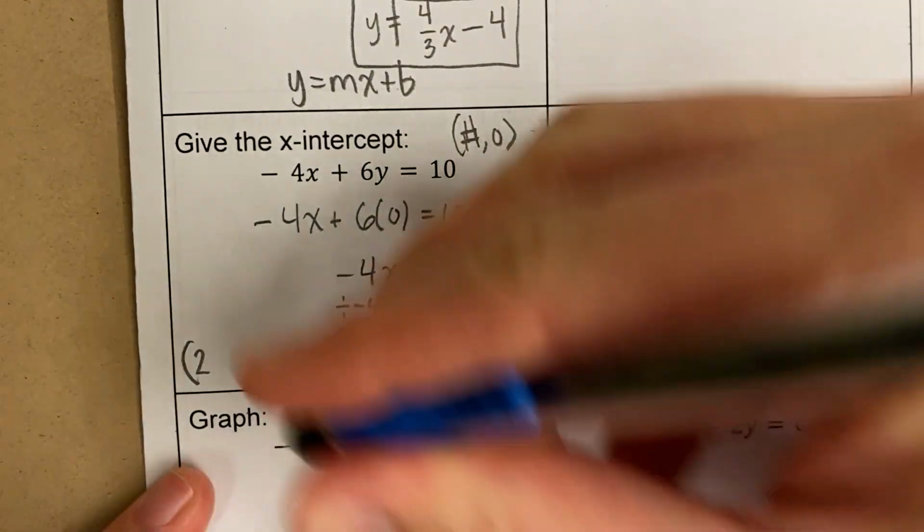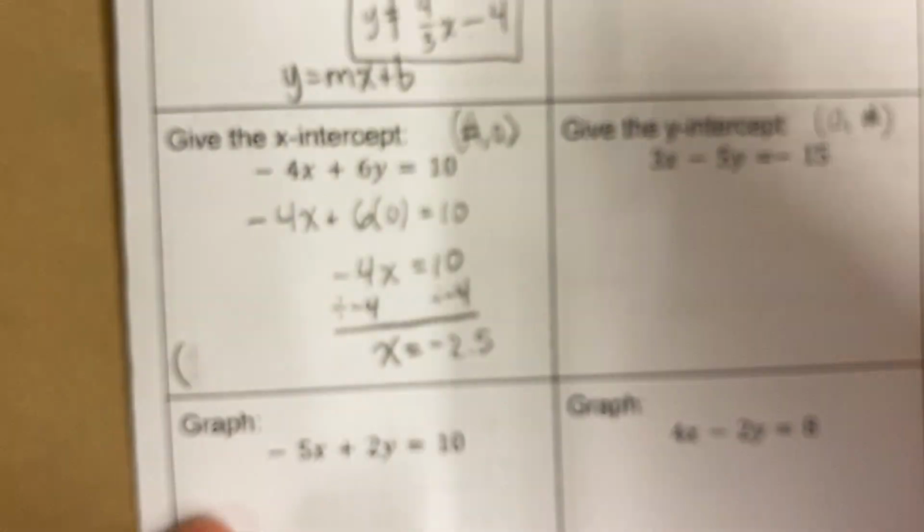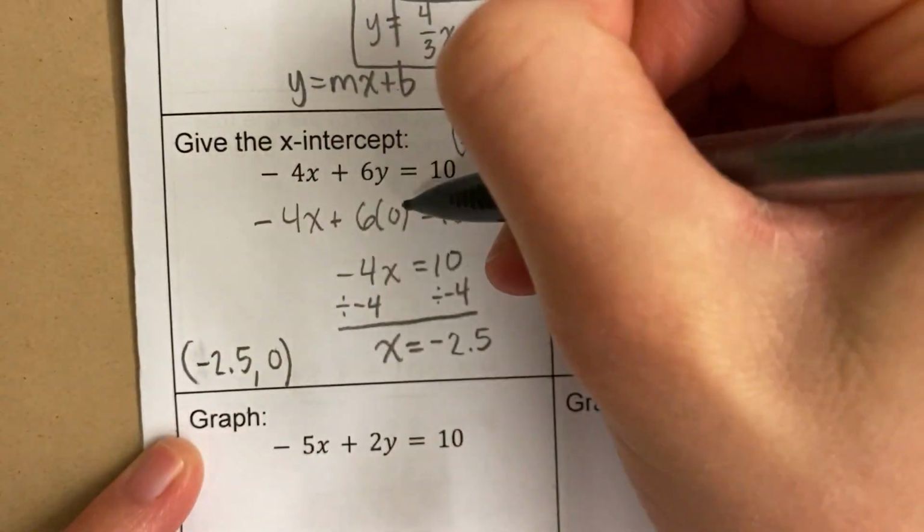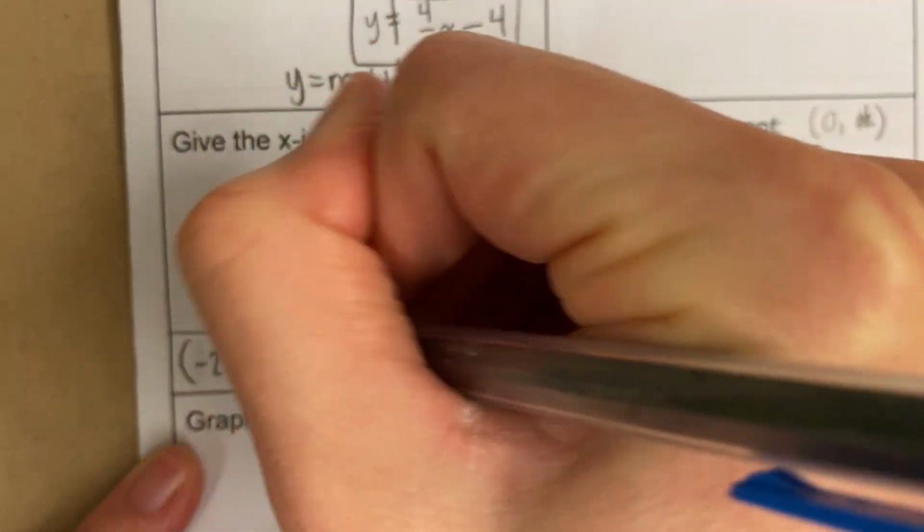The x-intercept is a point on a graph, so I have to give it as an ordered pair. So the x value is negative 2.5, and the y value, oh yeah, the y value is 0, right? I plugged in 0 for y, so this is my x-intercept.